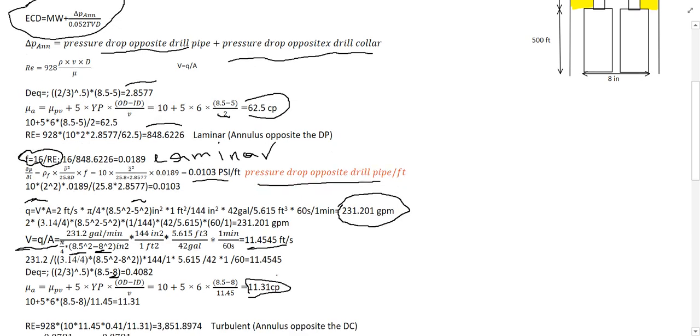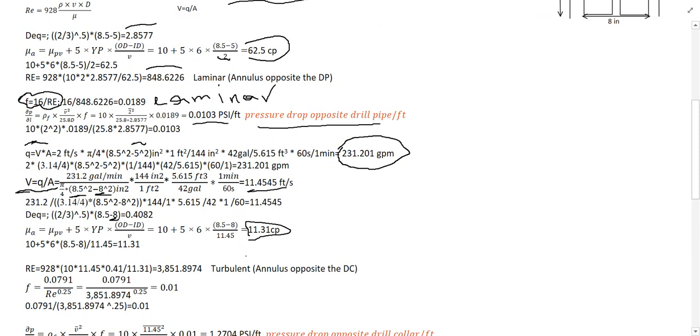Now we have everything to calculate the Reynolds number. 928 multiplied by the 10, which is the mud weight, and also we have the V, we found 11.45 feet per second. We found the equivalent diameter, which is 0.5, divided by the apparent viscosity that we found, 11.31. With doing the calculation, the Reynolds number is 3851, which is more than 2000 and is a turbulent regime.